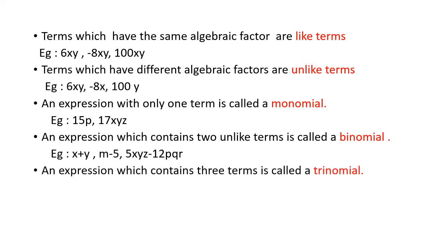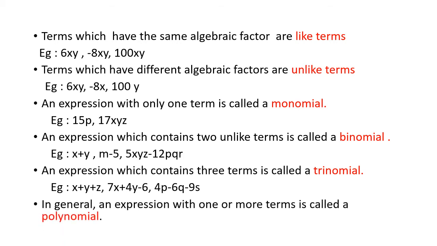Then one is trinomial. An expression which contains three terms is called a trinomial. Like above, where there were only two terms, here we need three terms. See an example, x plus y plus z: x is one term, y is one term, z is another term. Then 7x plus 4y minus 6: 7x is one term, 4y is another term, 6 is another term. Then the last one is 4p minus 6q minus 9s: 4p is one term, 6q is another term, and 9s is another term. So totally we have three terms, so we can call this a trinomial because each expression has three terms.